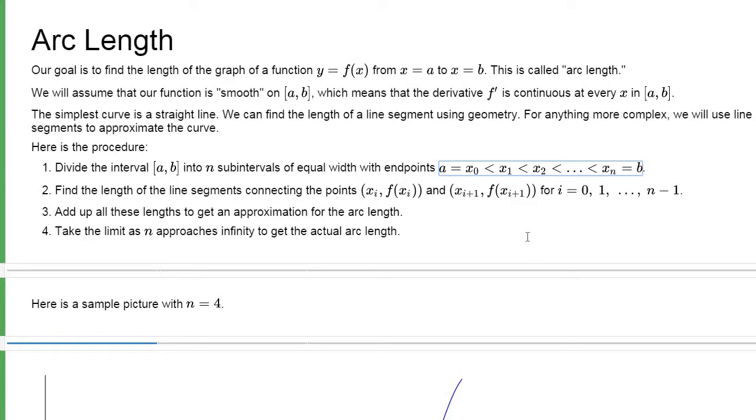Add up the lengths of all those line segments to get an approximation for the arc length of the curve f, and then take the limit as n goes to infinity to get the actual arc length.